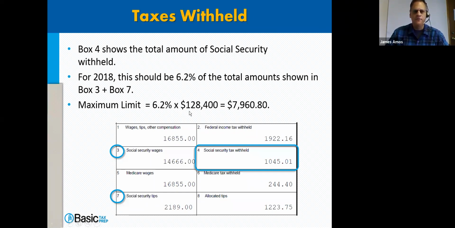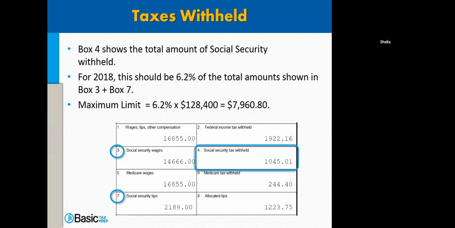Now, there is a maximum limit, and this limit changes almost every year. The maximum limit for 2018 is $128,400. What that means is once your boxes 3 and 7, once all of that gets totaling more than that, they stop charging you Social Security for that year. So if you made $200,000, about $72,000 of that would not be subject to Social Security withholding, but it would be subject to regular income tax. Does that kind of make sense what I'm talking about there, guys?